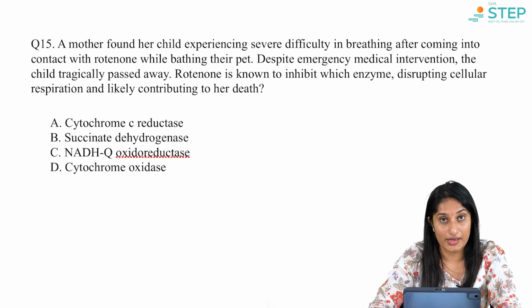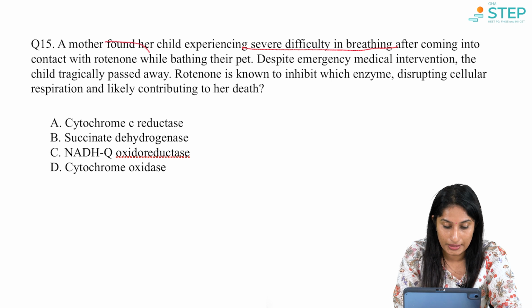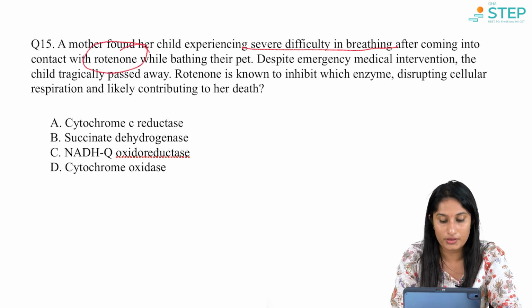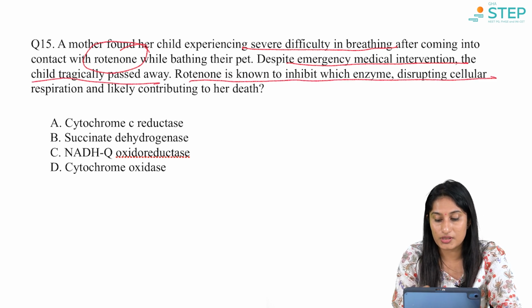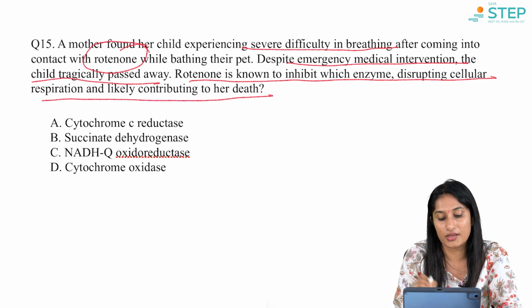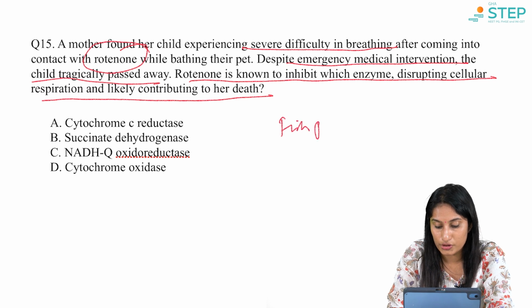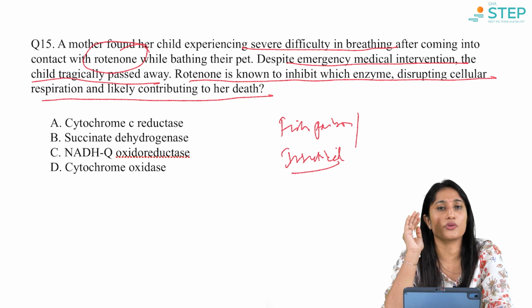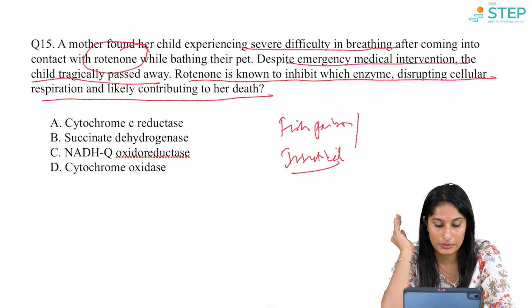A mother found her child experiencing severe breathing difficulty after coming into contact with rotenone. Despite emergency medical intervention, the child tragically passed away. Rotenone is known to inhibit which enzyme, disrupting cellular respiration and likely contributing to her death. So, rotenone, we'll remember it to be a fish poison. Also, it is an insecticide, all right. So, remember rotenone should inhibit complex number 1. Rotenone, phenobarbital, or sedatives, they're all complex 1 inhibitors, okay.